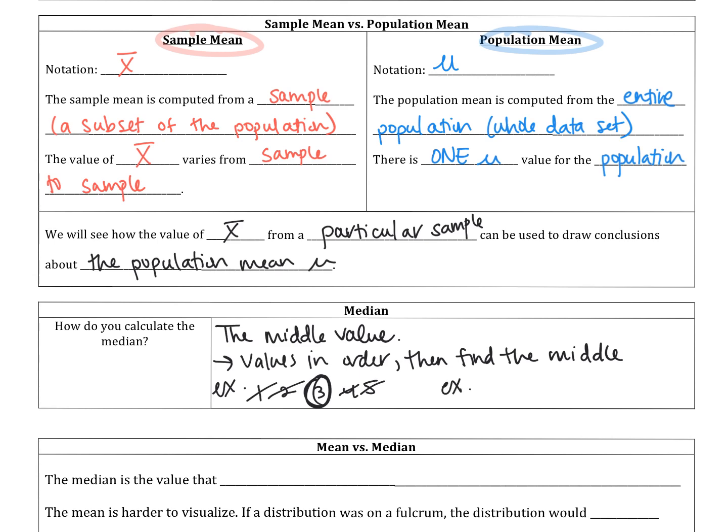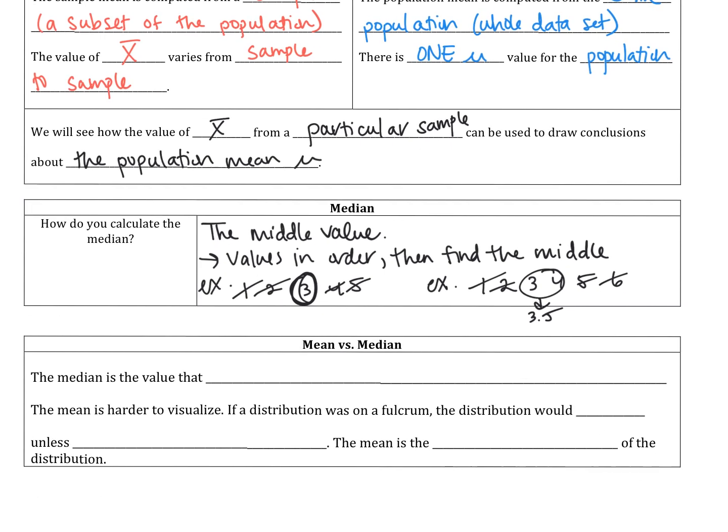But what if we have an even number of values, like 1, 2, 3, 4, 5, and 6? When we come down to it, we have two values in the middle. We take their average. 3 plus 4 is 7, divided by 2 is 3.5. That would be the median. So that's just a little recollection from back in the day. But for the most part, we're going to be using our calculator to calculate the median and even the mean.